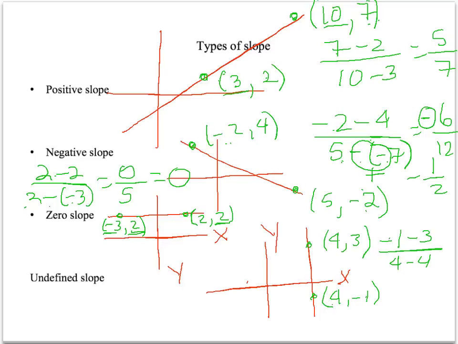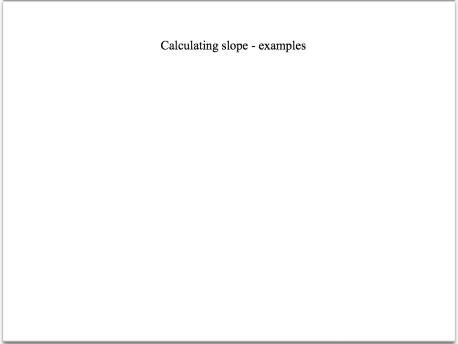Negative 1 minus 3 is negative 4. 4 minus 4 is 0. It is not possible to divide by 0, so this is undefined. So, there are 4 different types of slope. Alright, let's take a look and calculate some slopes.